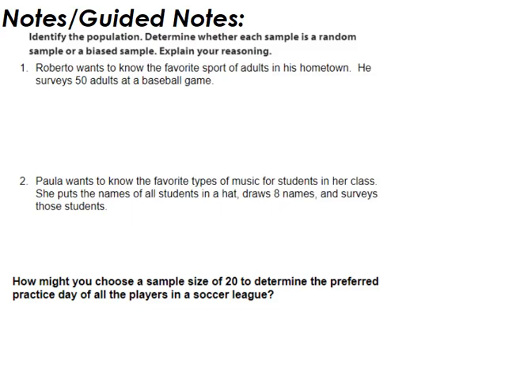Now, we're going to look at multiple examples, and we're going to determine if it's biased or not biased, and we're also going to identify the population. Number 1, Roberto wants to know the favorite sport of adults in his hometown. He surveys 50 adults at a baseball game. So he wants to know the favorite sport of adults in his hometown. So my population are adults in town.